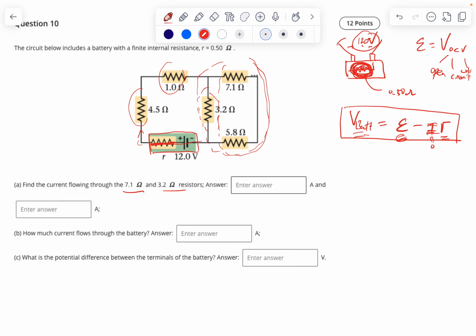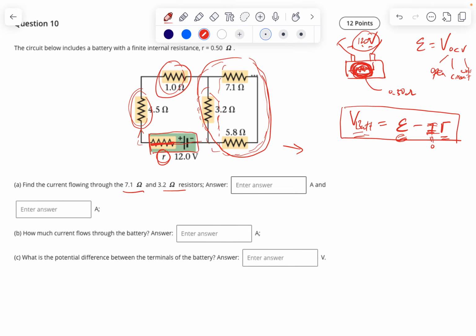Okay, so let's simplify this step by step, right? And also you consider internal resistance. Basically, internal resistance, this one, and this whole thing are in series, right? Okay, so let's just simplify them step by step.